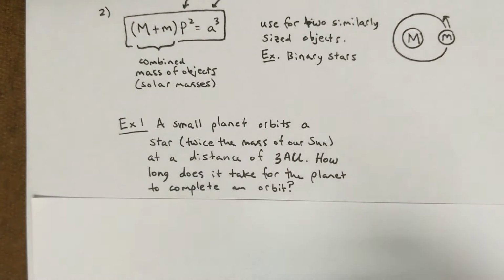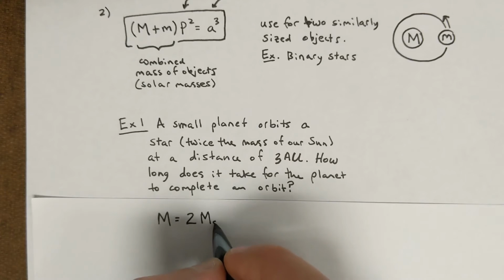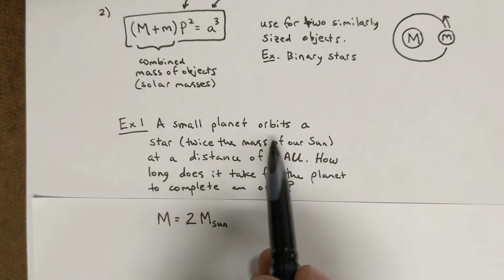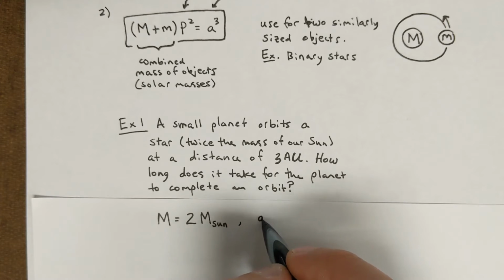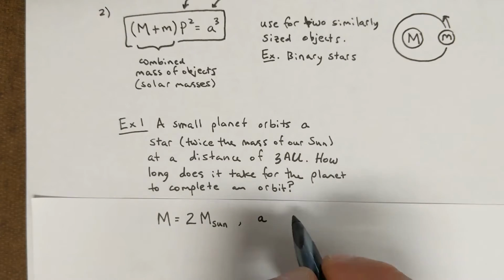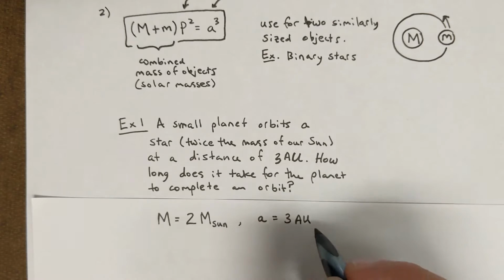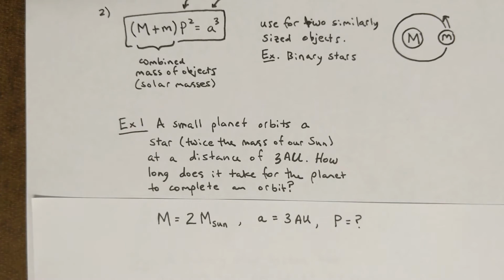The star has twice the mass of our sun, so we're going to write big M, the mass of the star, is 2 times the mass of our sun, so it has units of 2 solar masses. We can write solar masses as M sun. Next, it orbits at a distance of 3 astronomical units, so that means that a, the average distance between the planet and the star, is 3 astronomical units. And we're being asked for how long it takes for the planet to complete its orbit. That's the orbital period, so P is our question mark.